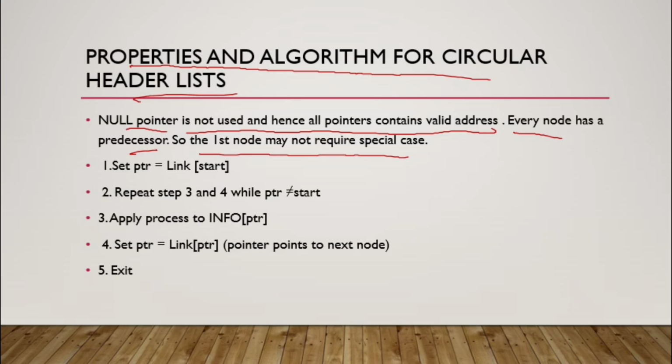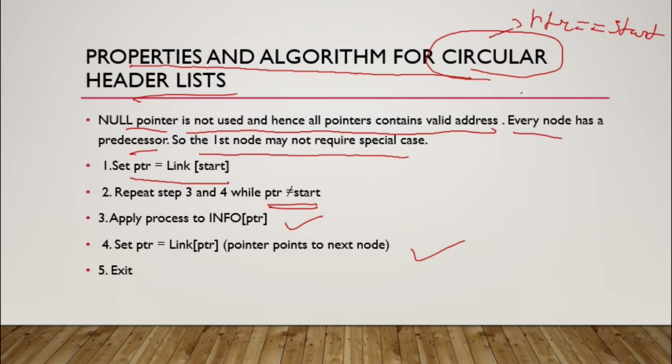First, set pointer is equal to link start. So that's what we have seen. Then you need to apply steps 3 and 4 till pointer is equal to first, because it is circular in nature, students. So here pointer will be equal to the start. That is how it is.